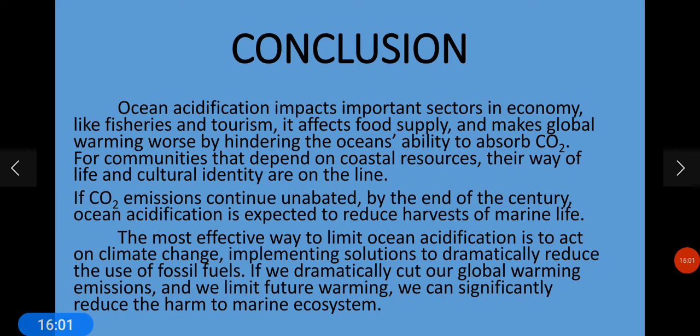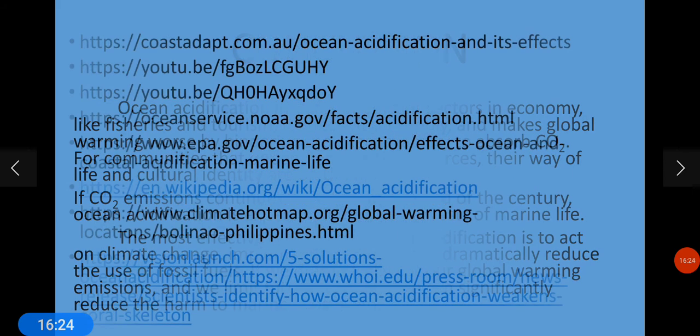The most effective way to limit ocean acidification is to act on climate change, implementing solutions to dramatically reduce the use of fossil fuel. If we dramatically cut our global warming emissions and we limit future warming, we can significantly reduce the harm to marine ecosystems.